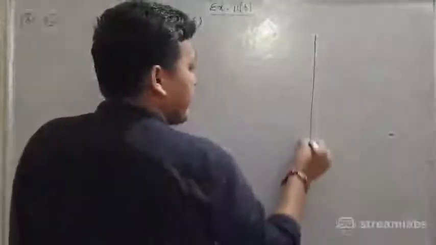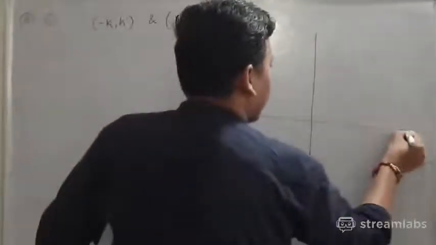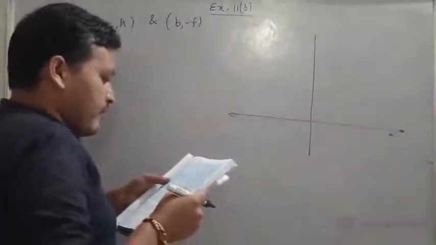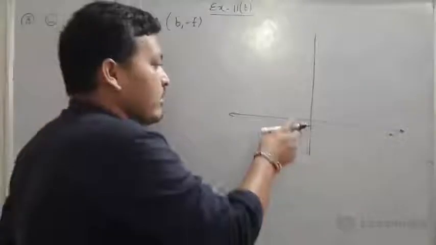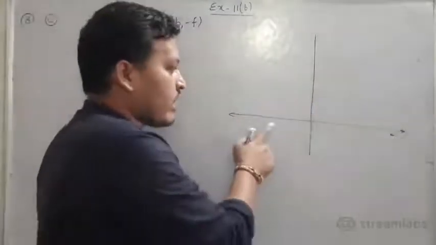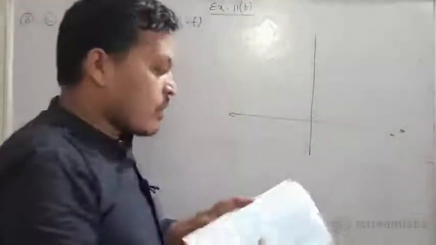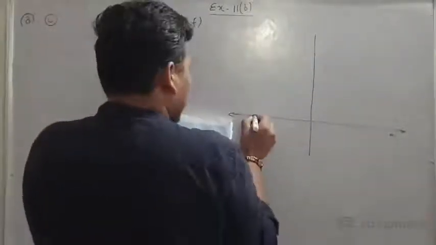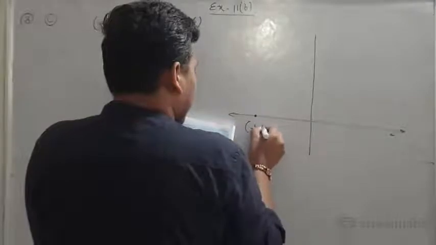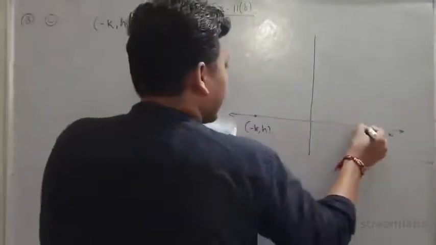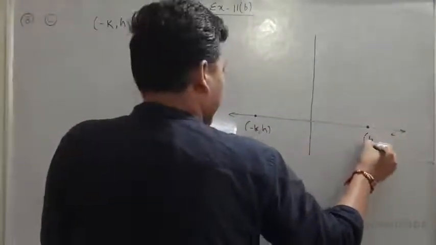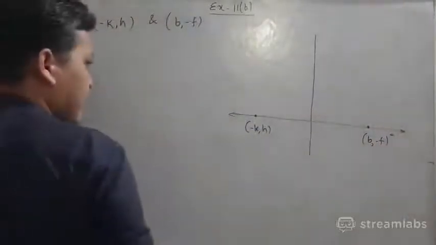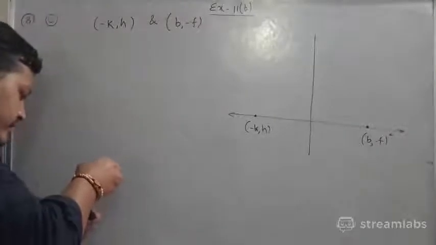Find the slope of the line which is perpendicular to the line passing through the following pair of points. The first point is (-k, h), and the second point is (b, -f). These are the 2 points given in our question.